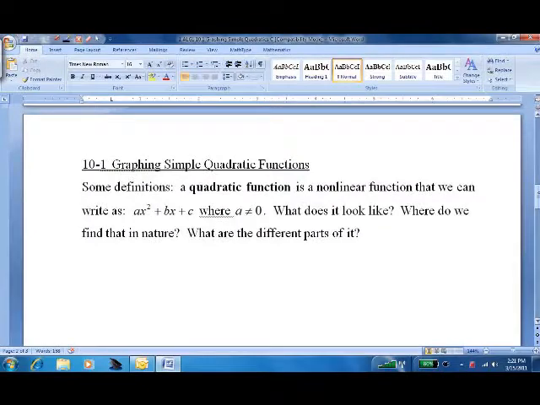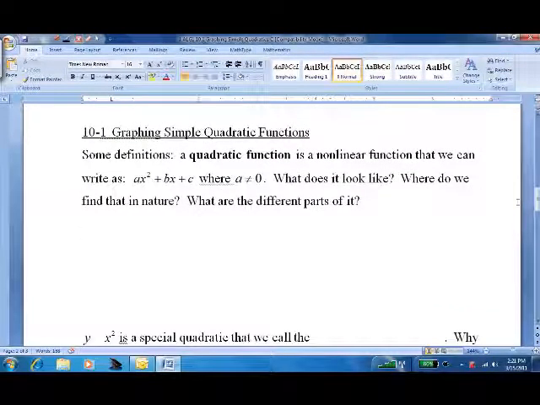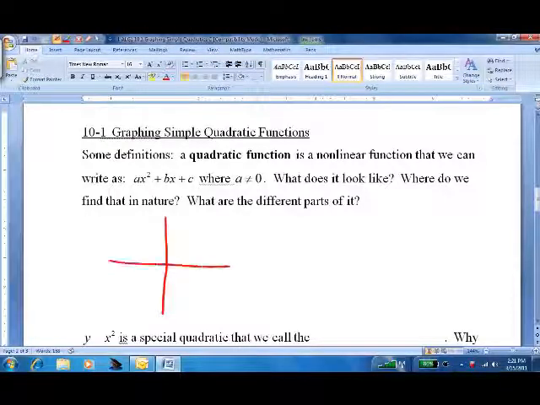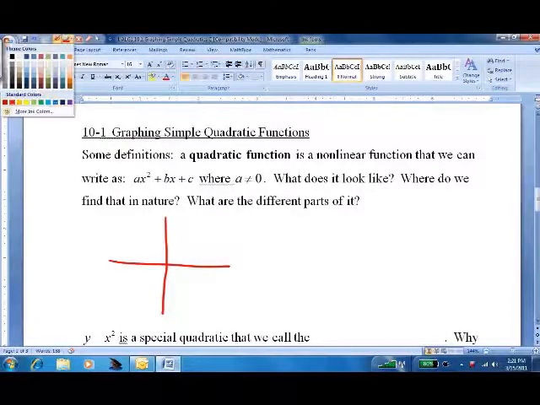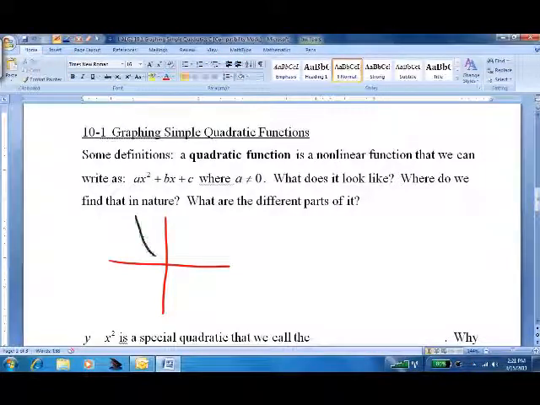All right, so this is called graphing simple quadratic functions. A quadratic function is a nonlinear function that we can write as ax squared plus bx plus c, where a does not equal 0. So what does it look like? Well, most of you picked up on it in class today. It looks like a u, but not exactly a u. It ramps up to the right and up to the left.